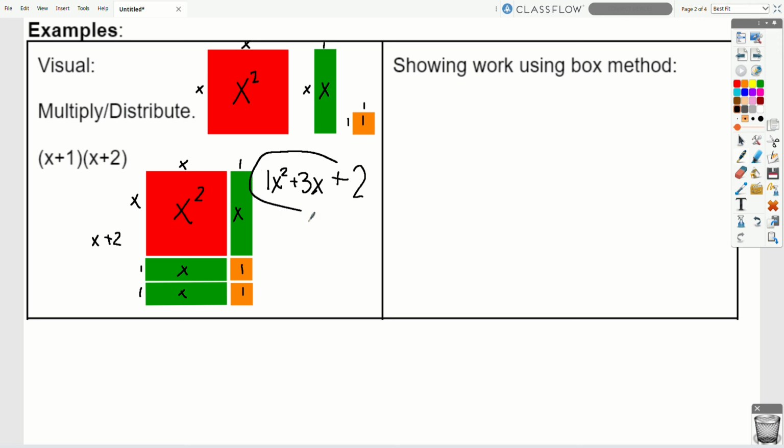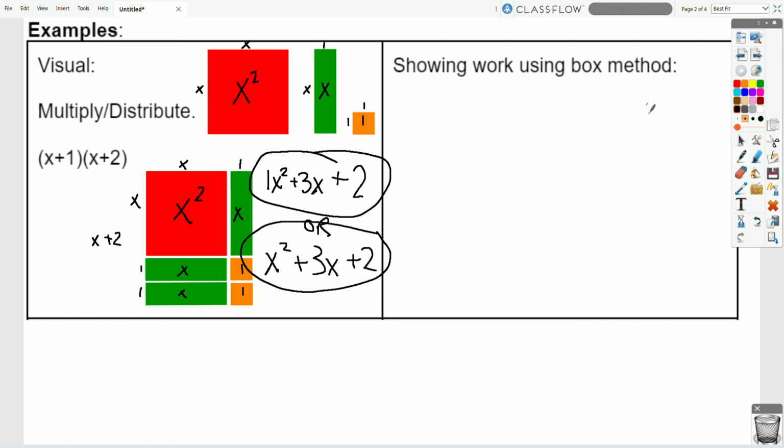So this is our polynomial, and we can write it without the 1 if we would like. But it is the same thing both ways. And we'll be doing this method for the first part of class and showing the work for the second part of class.